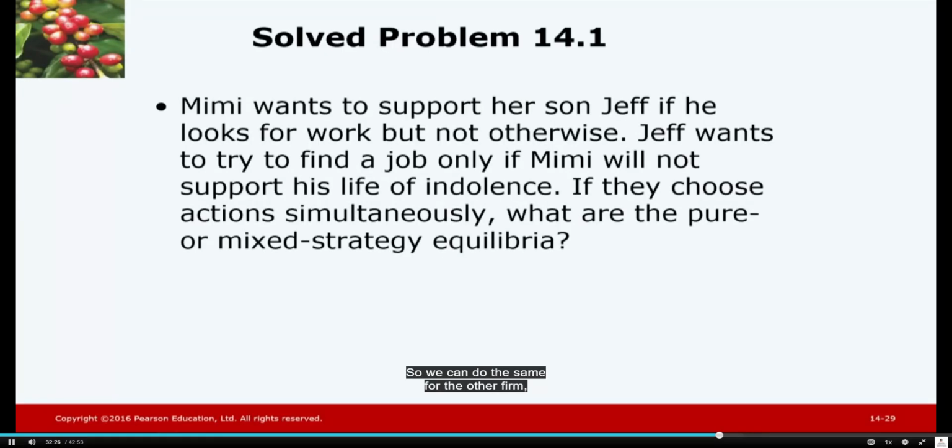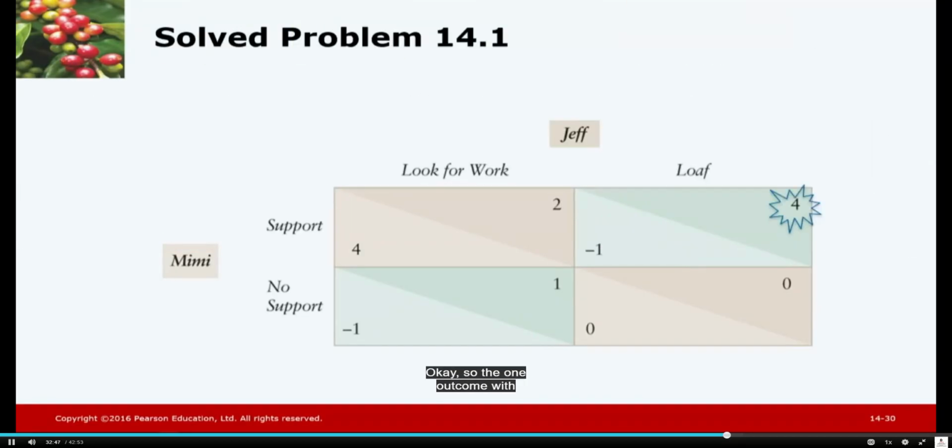This is another example that you can go through from your textbook where Mimi wants to support her son Jeff if he looks for work, but she doesn't want to support him otherwise, or he's got no incentive to look. Jeff wants to try to find a job only if Mimi will not support his life of indolence. So if they choose actions simultaneously, what are the pure or mixed strategy equilibria? You can go through this and find that there isn't a clear Nash equilibrium in this instance, a clear outcome.